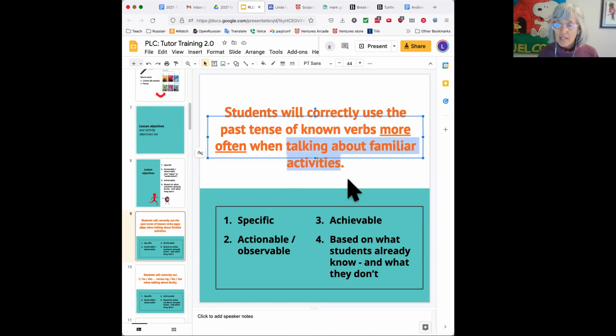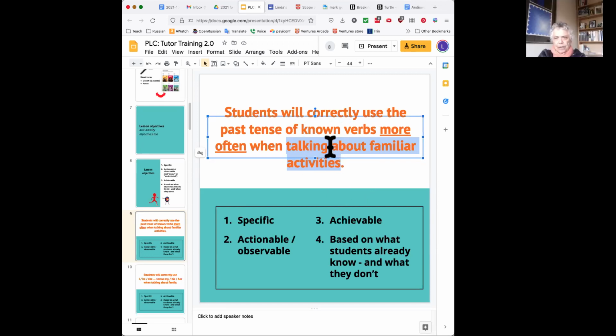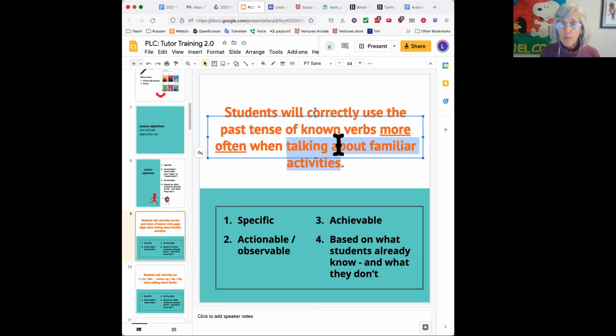So we just want to have an objective about using the past tense, or knowing the past tense. We can make it a lot more specific, right? And these are things that will help us create our lesson plans that are going to target the objective.